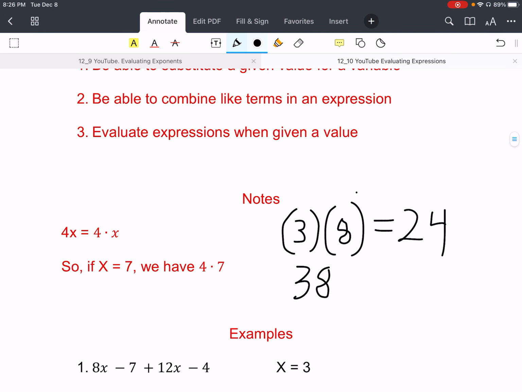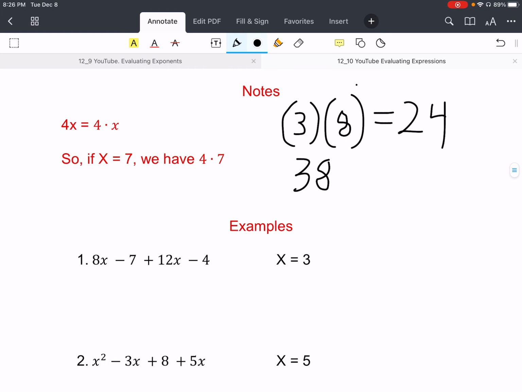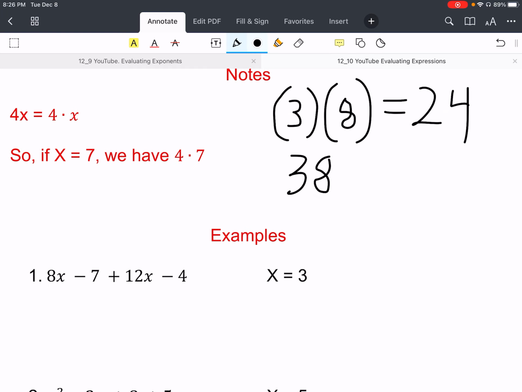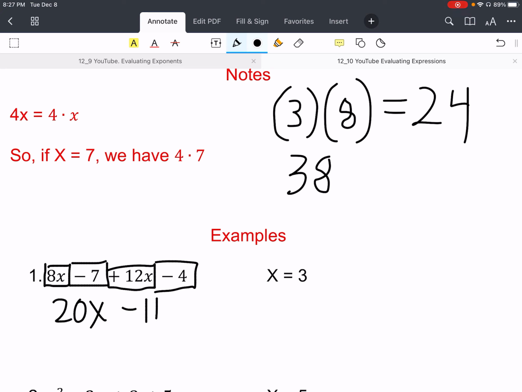So we're going to jump right into our examples. We are going to ignore the fact that x equals 3 for now, and we are going to combine like terms. So I'm putting a box around 8x, a box around 12x. I'm going to add that up. That's going to be 20x, and negative 7 and negative 4 combine to negative 11. So we've combined like terms.